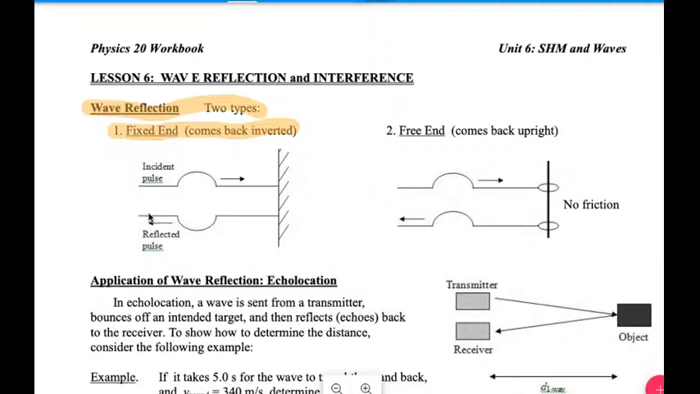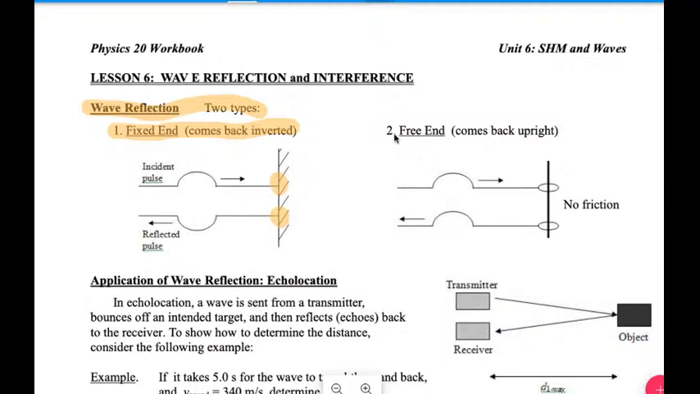All right, hopefully that makes sense. So you'll always have an inverted but otherwise identical wave pulse at a fixed end, right? So it's important to remember that it flips over because of our Newton's third law happening at that fixed end, that opposite and equal force.